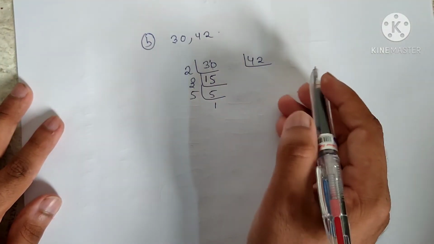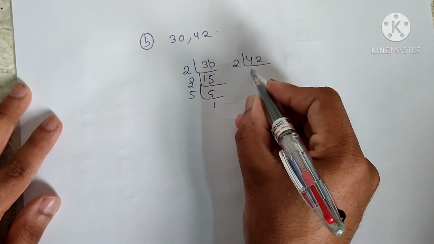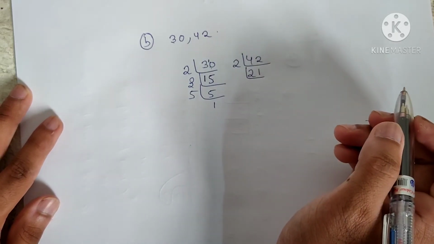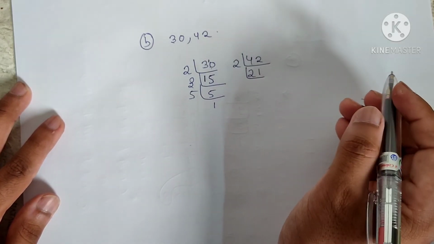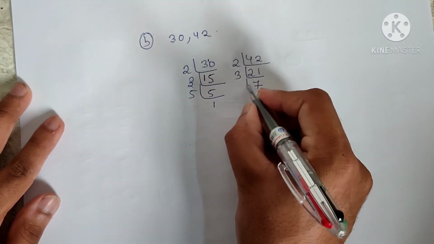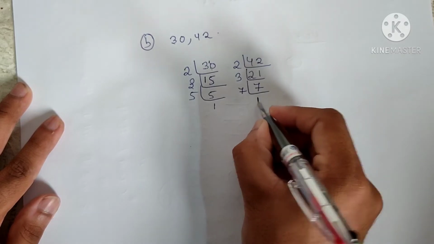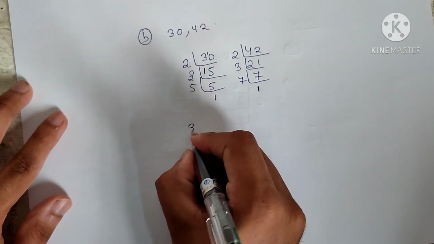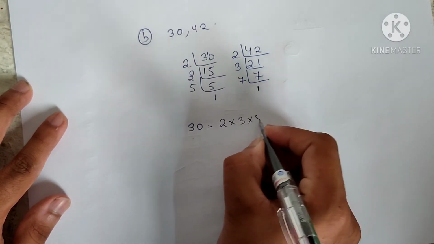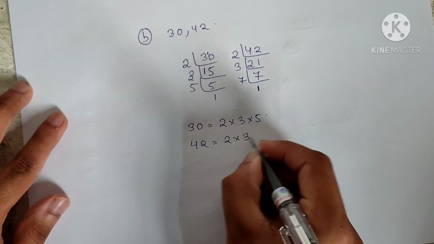What about 42? So 42 you will solve with 2. 4 is divisible, 2 2s are 4, 2 1 is 2. Is 21 divisible by 2? No, not possible. So we will shift to the other number, that is 3. 3 7s are 21. 7 is a prime number, so it will only be divisible by itself. So in this way you have to find the factors. Now whatever you get here, you have to copy down: 2 into 3 into 5, and for 42, 2 into 3 into 7.